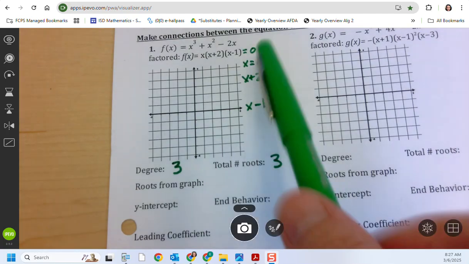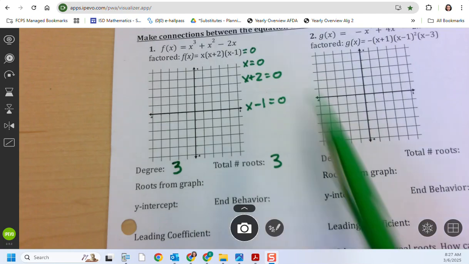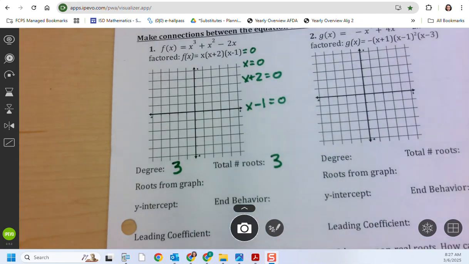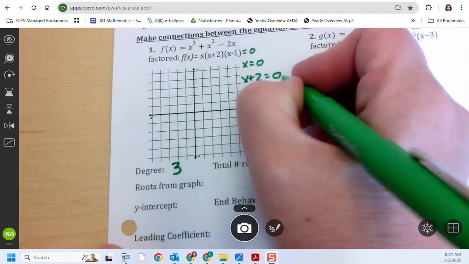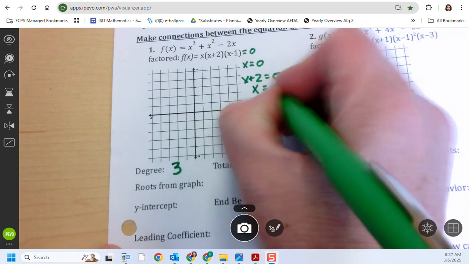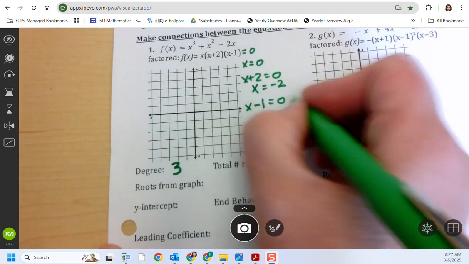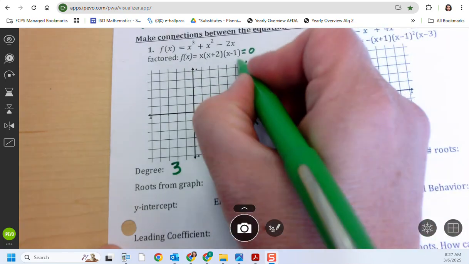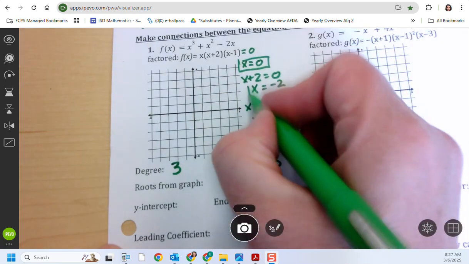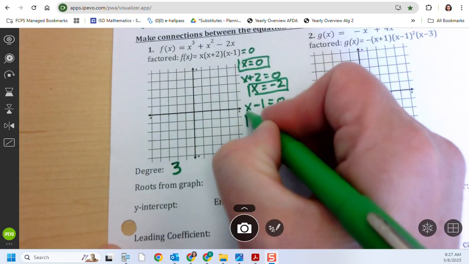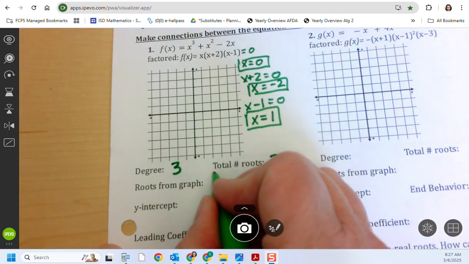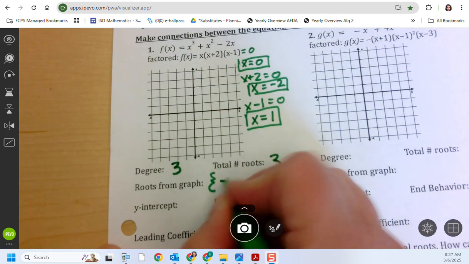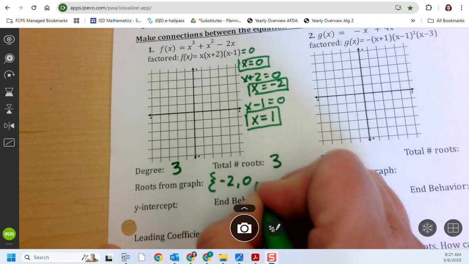Why did I put it on the side here? Oh, because I was going to solve this one. x equals 0 is already solved. But if I solve this one by subtracting 2 on both sides, I'll get x equals negative 2. And then I can solve this one by adding 1 on both sides, and I get x equals 1. So these are my roots. I'll write them in order, but it doesn't actually matter.